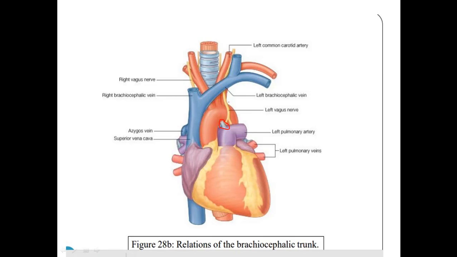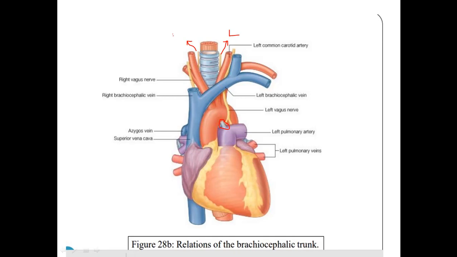The vagus nerve gives a branch called the recurrent laryngeal nerve. This is the branch. It starts from here on the left, and it starts from here on the right. And this is very important to differentiate between the origin of the right and the left recurrent laryngeal nerves. This is the left, and this is the right.